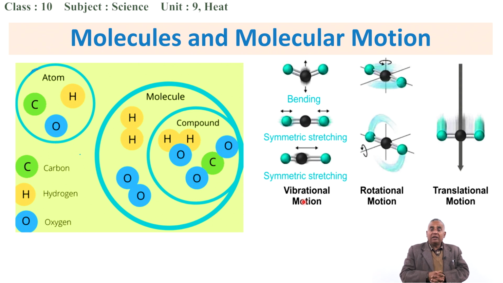Rotational motion is in this way, like in a convection current. And what is translational motion? Translational motion is motion in a straight path, linear motion. You have done linear motion in class 6 and 7. That is also called translational motion. These three types of motion are found in the molecules, and they are responsible for thermal energy, heat energy and temperature, about which we will discuss today.